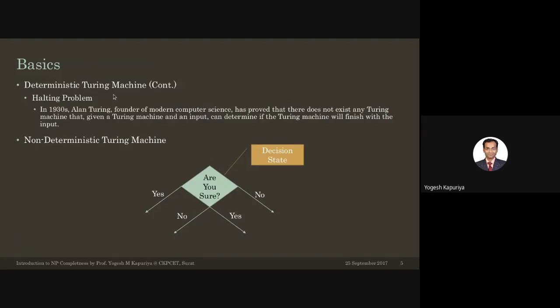So a deterministic Turing machine is actually a Turing machine in which when you ask any question, are you sure, then there are only two answers, yes or no. But there is a notion beyond the deterministic Turing machine, which is called a non-deterministic Turing machine. What does this mean? It means that for the same question you have two yes answers, and each of these yes leads to a different state of the system. That is called a non-deterministic Turing machine.